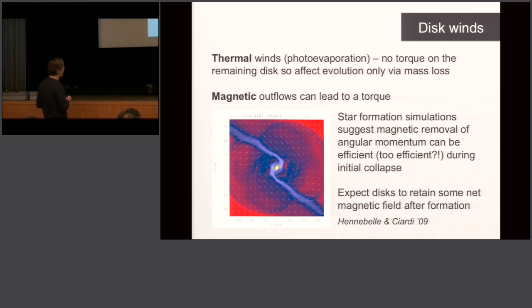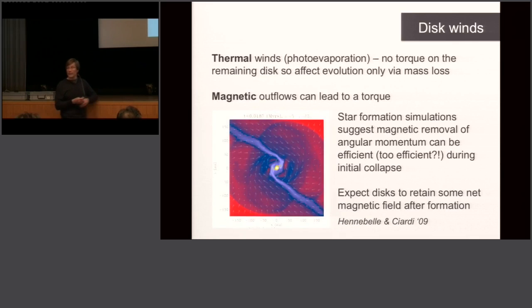Now, if we think about star formation simulations, here's an example from Hennebel and Chardy from a few years back. One of the interesting questions that people look at in star formation is how efficient angular momentum removal is during the formation of the star and the formation of the disk in the first place. And since stars are forming from magnetized molecular cloud cores, there will clearly be magnetic fields present in the material that forms the star and the disk. And so as the star collapses and forms its disk, there's the possibility that those magnetic fields will take away angular momentum from that system.